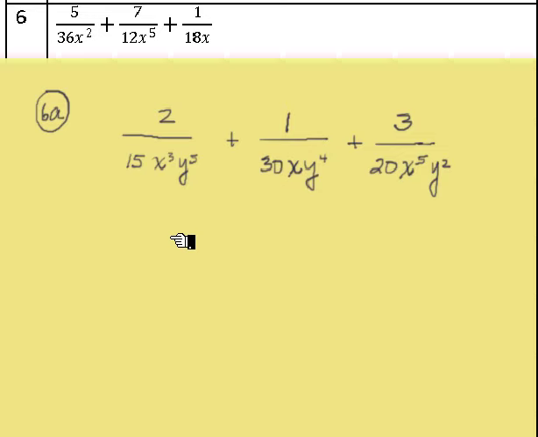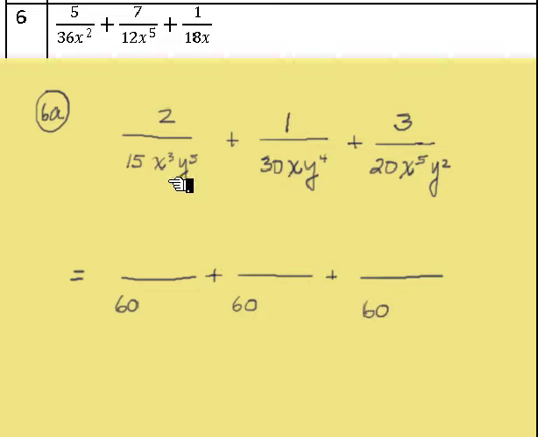In order to emphasize this method, I added one more problem to our review, 6a. All right, we're adding these fractions. We want a common denominator. So again, let's do the coefficients first. We have 15, 30, and 20. Start with the 30. Well, 15 divides into 30, but 20 does not divide into 30. So let's try doubling 30. We get 60, and that works. 15 goes into 60, and 20 goes into 60. So 60 will be part of our common denominator.